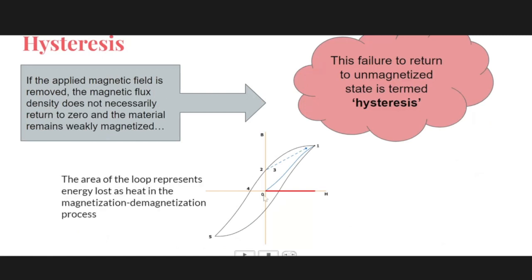As you can see, starting at the origin, as you apply a magnetic field, the flux density increases to this point, 1. But then as you remove it, it declines at a slower rate and crosses the midpoint at a higher flux density. And so it remains slightly magnetized. So you have to apply an opposite force to get it to reverse, and then it will complete the loop. The area of this loop represents the energy lost when you magnetize and demagnetize something.